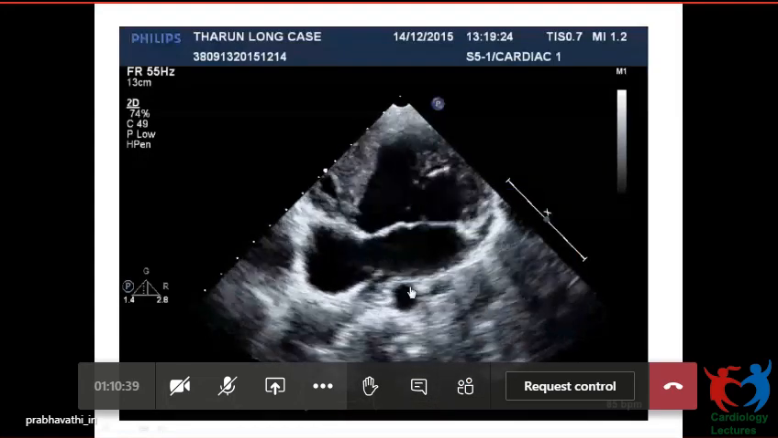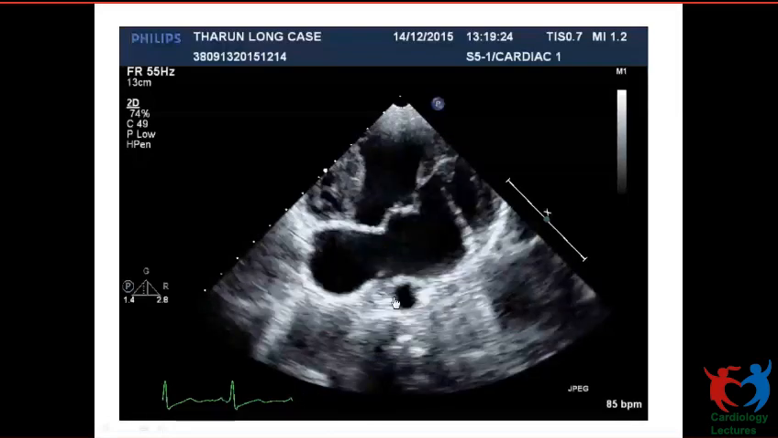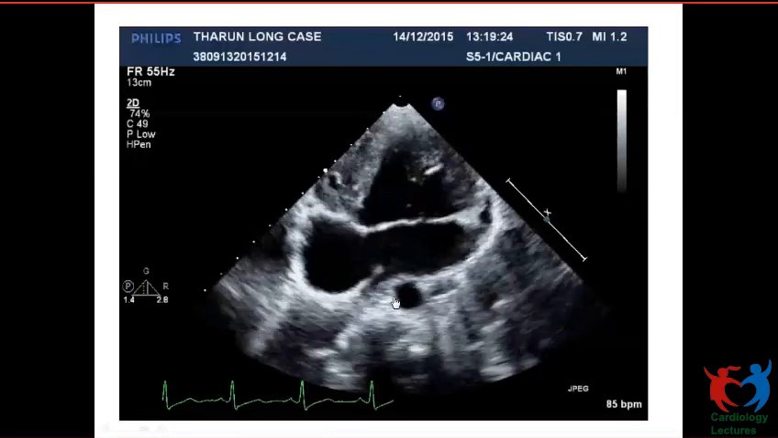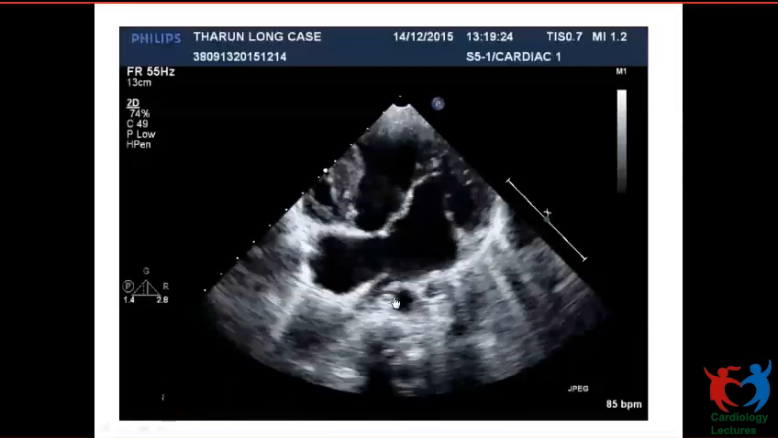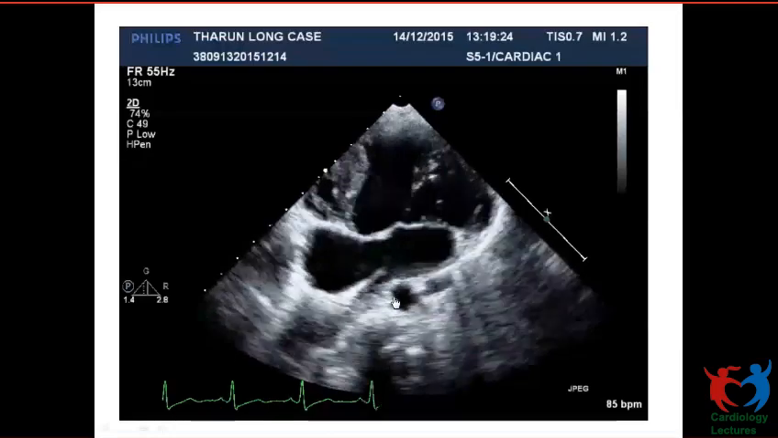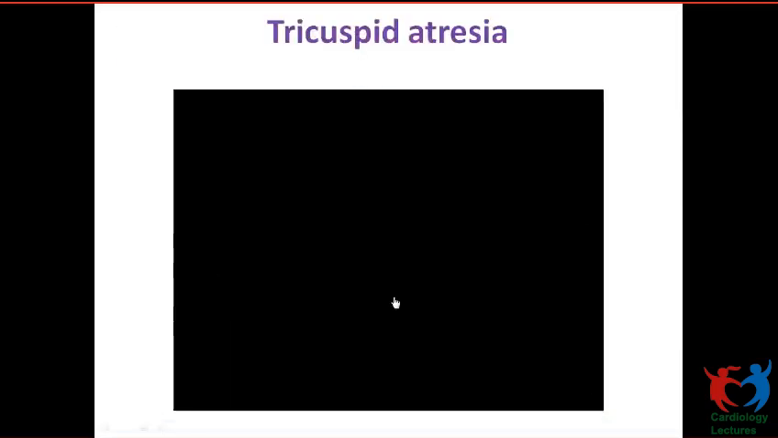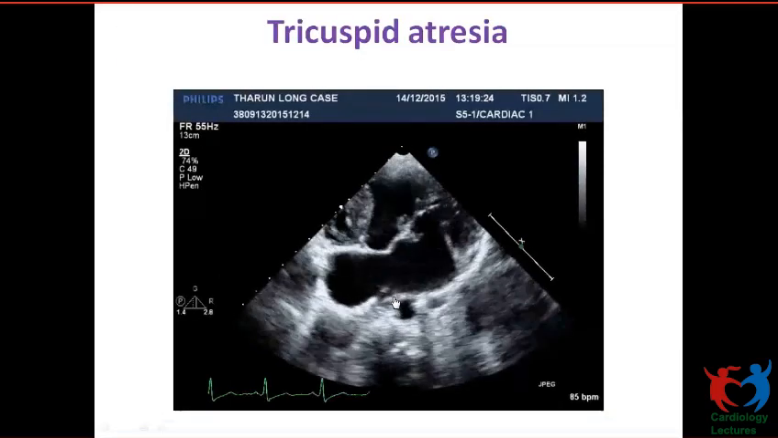Coronary sinus? Descending aorta. Descending thoracic aorta. Sometimes we'll be asked like this suddenly. Okay, descending aorta. Next.